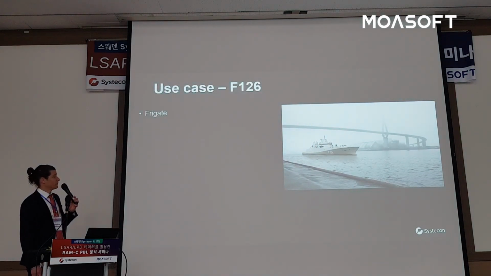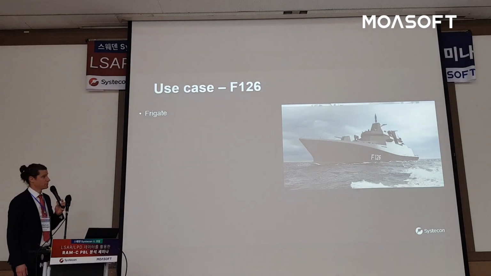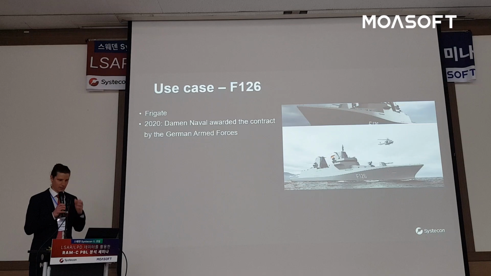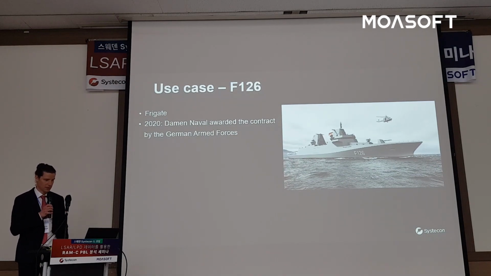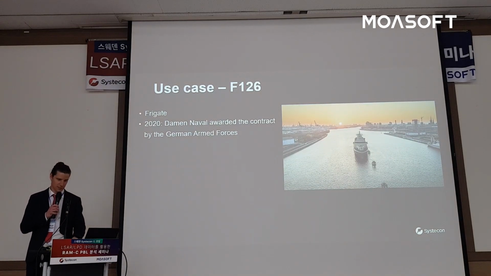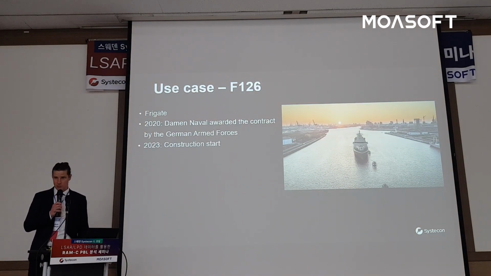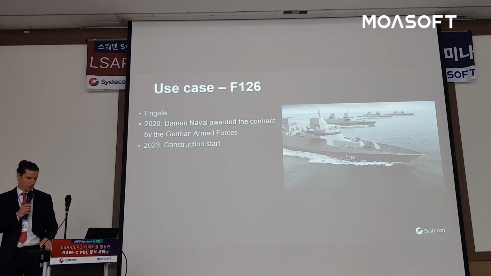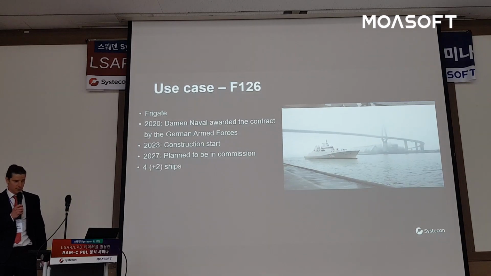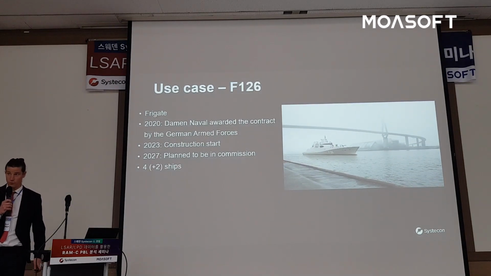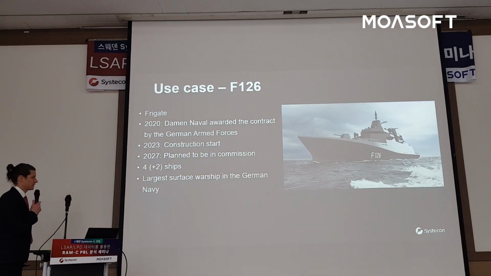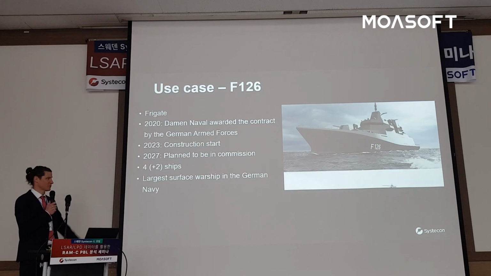So anyway, F126, it's a frigate, so it's a pretty big ship sailing in the Nordic Sea mainly. And in 2020, so a few years ago, the Damen Naval shipyard, as I mentioned, were awarded the contract by the German Armed Forces. And they started the construction last year, and the plan is to sail the first ships in 3 years. And the original order was for 4 ships and eventually another 2. And this is, as I said, the largest, so it's a big ship.